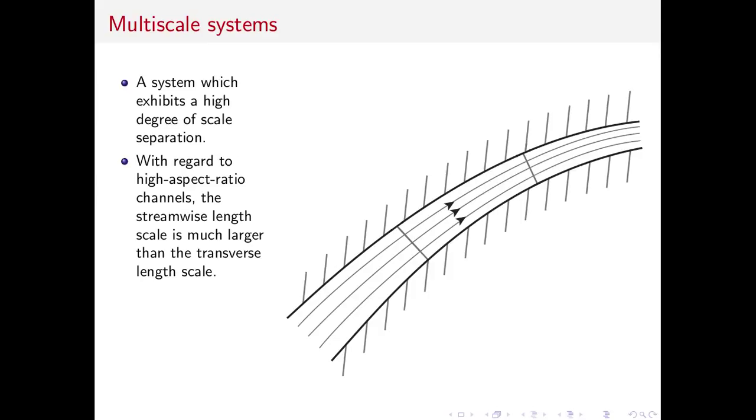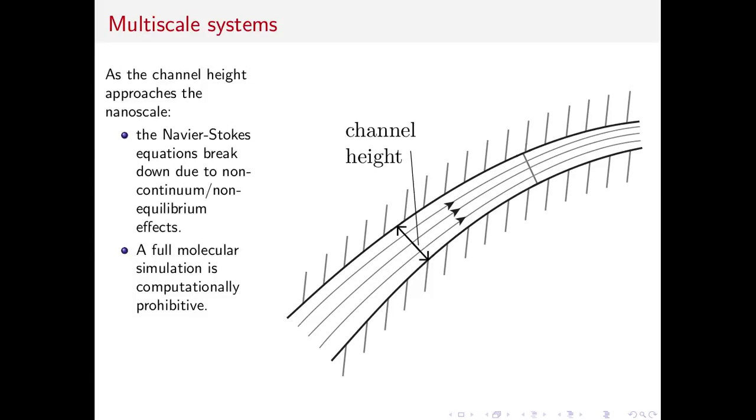So when I talk about a multi-scale system, what I'm referring to is a system which exhibits a high degree of scale separation. Now, for networks which are comprised of high aspect ratio channels, such as the one pictured, the length scale in the streamwise direction is much larger than the length scale in the transverse direction. So as the channel height approaches the nanoscale, this presents a problem. A traditional computational fluid dynamics approach will become highly inaccurate because the continuum and local thermodynamic equilibrium assumptions of the Navier-Stokes equations will break down as the scale of the system approaches the molecular scale.